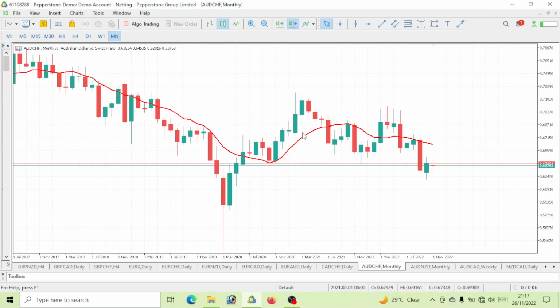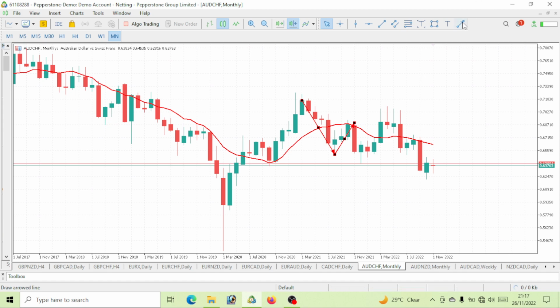So now let's start this movement from here. This movement started early 2021. This was around February, right? That is about February. So we've had this bearish move since last year, 2021.